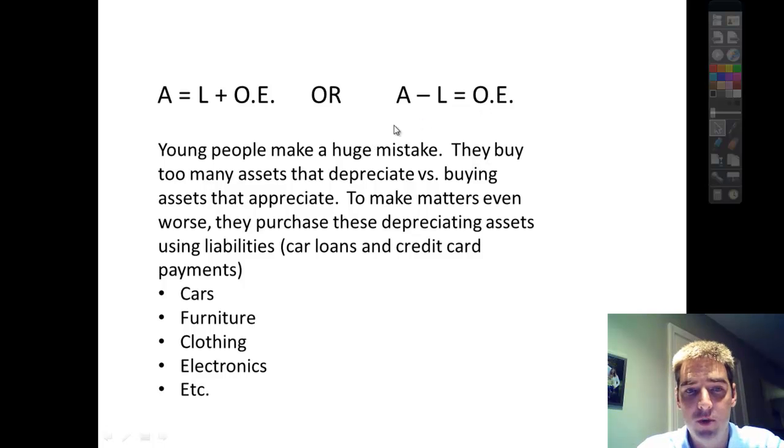And so young people make a huge mistake. They buy too many assets that depreciate versus buying assets that appreciate. To make matters even worse, when they purchase these assets, they create huge liabilities. So if we look at the equation here for a second, this number, the initial purchase, let's say they purchase a car, okay, so they create a $20,000 liability, they have a $20,000 asset. As soon as they drive that car off the lot, that asset no longer is worth $20,000. They still have the $20,000 liability. As time goes on, their net worth is actually going down because they've created a liability for an asset that is going down in value.